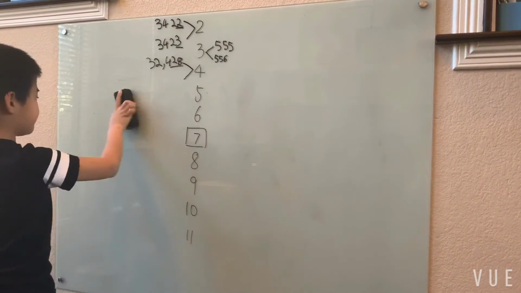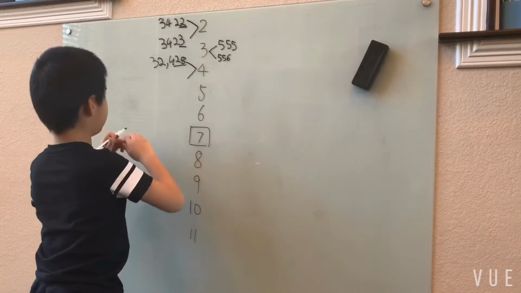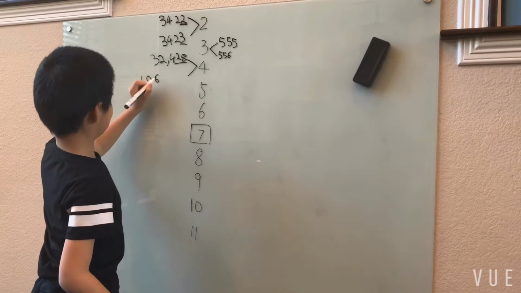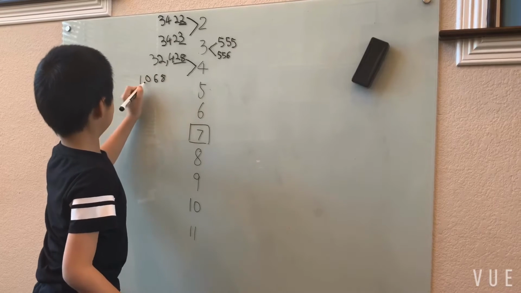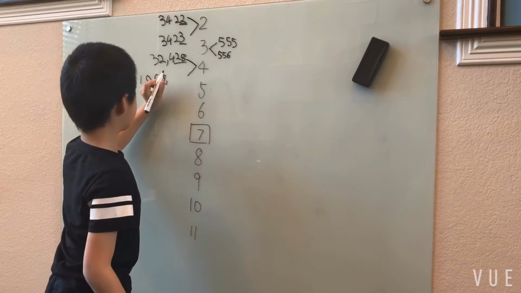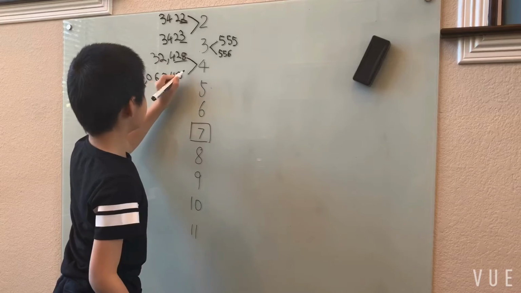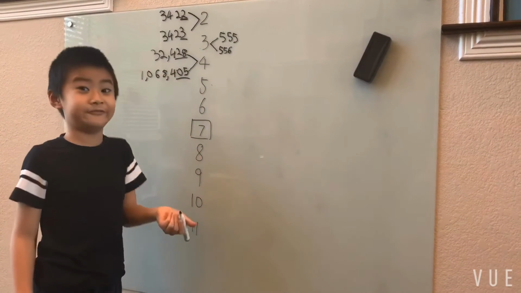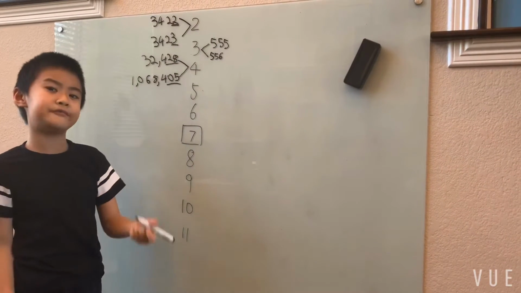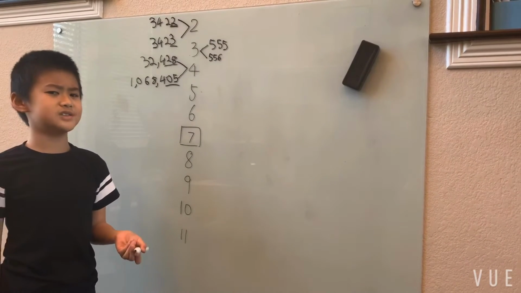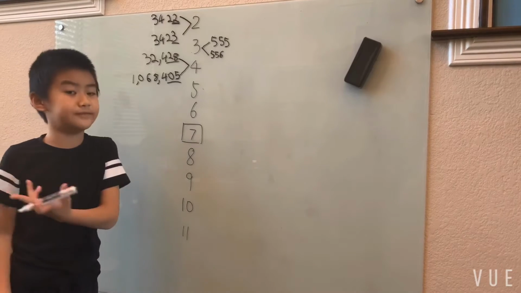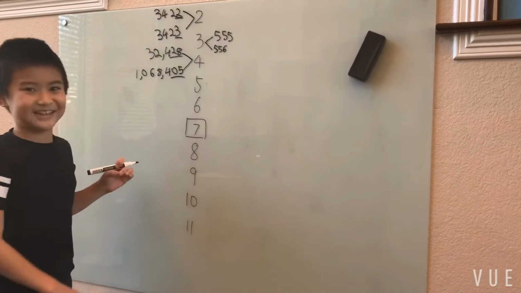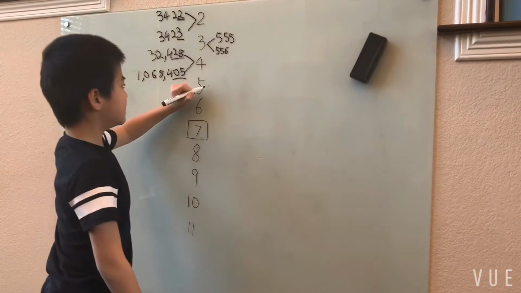So what if I had a number like, I'm not sure how you say this number, let's just say 1,068,405. The last 2 digits of the number spell out 05. 5 is not divisible by 4. In fact, it's not even. That's the funny part.